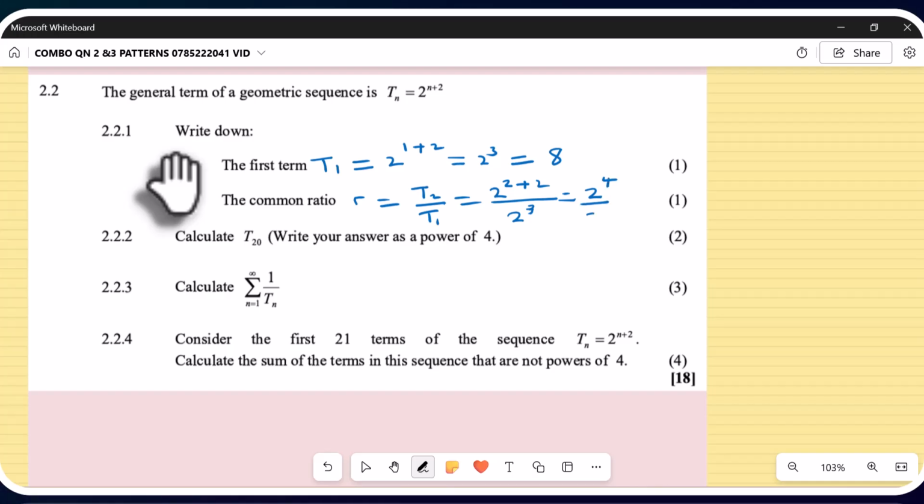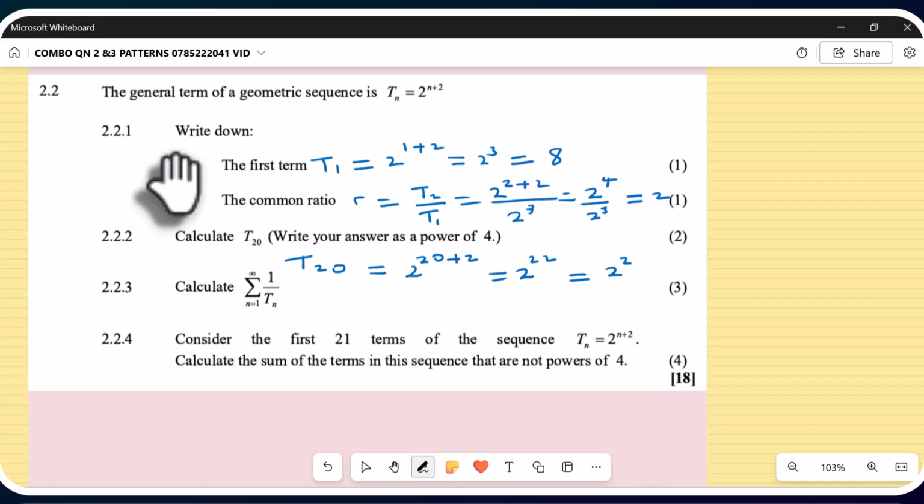Now they say, in 2.2.4, consider the first 21 terms of the sequence, then calculate the sum of the terms in this sequence that are not powers of 4. So what we are going to do now is separate them like this, the ones that are not powers of 4.